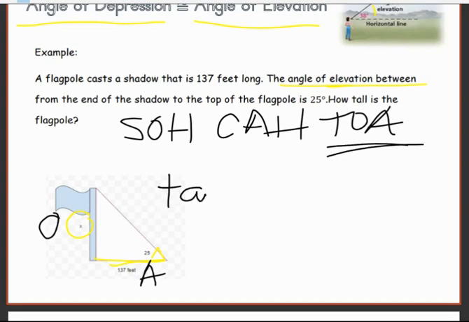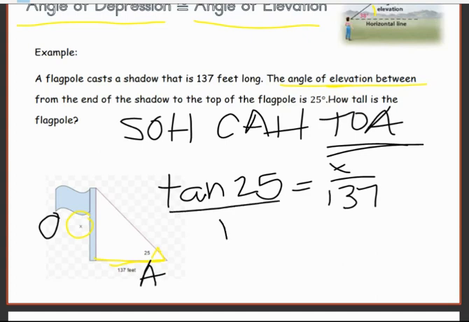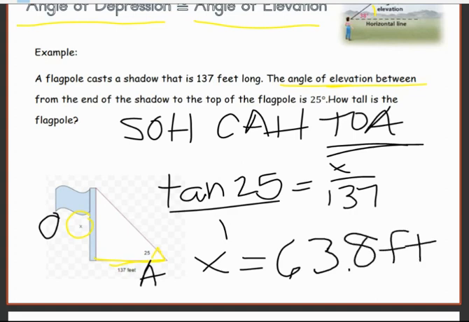So tan 25 equals opposite over adjacent, so X over 137. All right, so then we already have our equation. We're going to put tan 25 over 1 to create our proportion and cross multiply. When we cross multiply, we're going to have 137 tan 25 equals X. So here I have X equals, after I put that in the calculator, about 63.8 feet. So that's how tall our flagpole is.